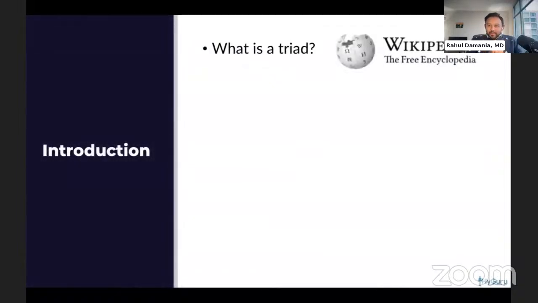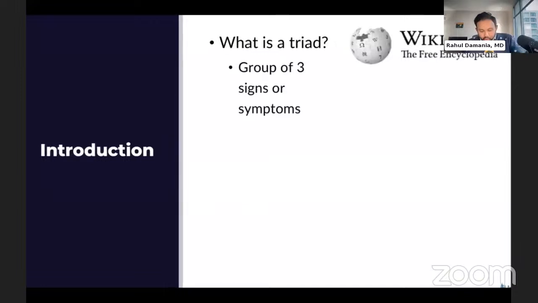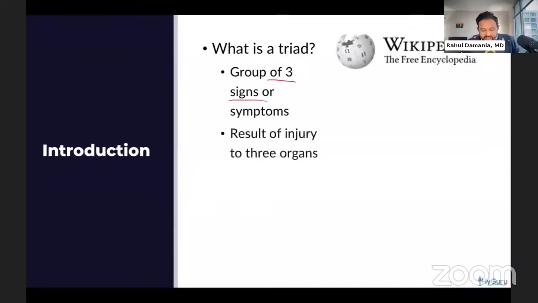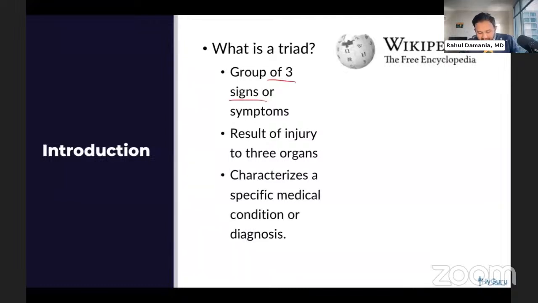Many of you may not be familiar about what a triad in medicine is. And so what I wanted to first do is give you the definition of what a triad is in medicine. I actually looked this up in Wikipedia, and Wikipedia defines a triad as a group of 3 or more signs or symptoms. And when they come together, they are going to characterize a specific medical condition or diagnosis. Usually these triads are going to affect many different organ systems.